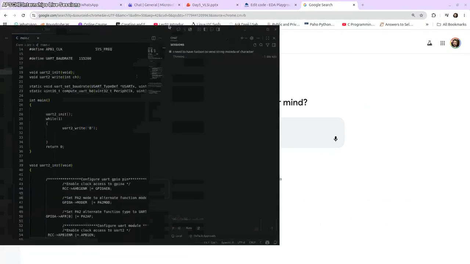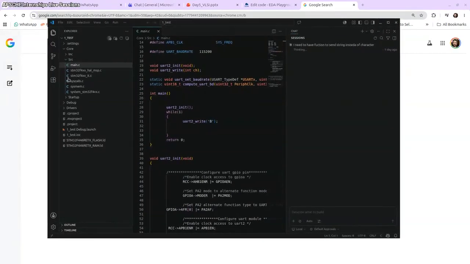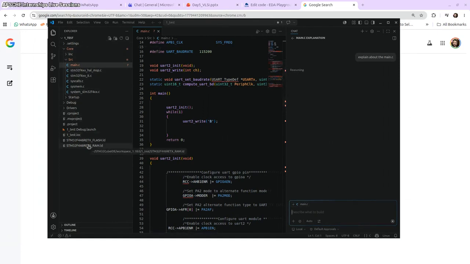Okay, I use this code. Okay, here I want to go on and explain about the main.c. This is the project I went and used. And here, somehow, in VS Code the AI is getting integrated.